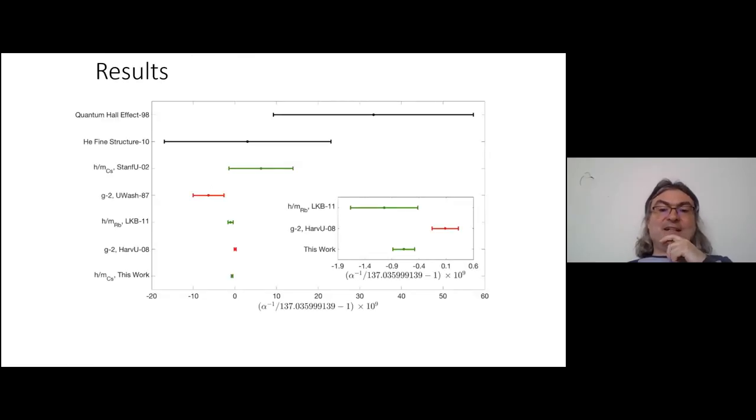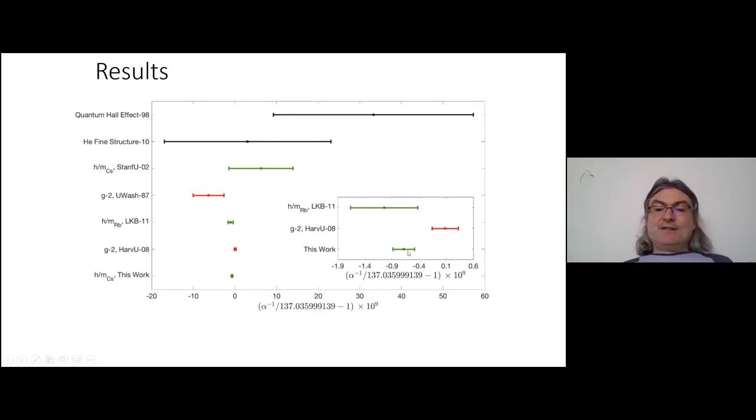And when we unblinded, the result looked like this. So let's look at only the 3 most recent. This is the previous atomic physics measurement of alpha, 0.66 part per billion accuracy. This is g-2, 0.24 part per billion accuracy, and this is us, 0.2 part per billion accuracy.